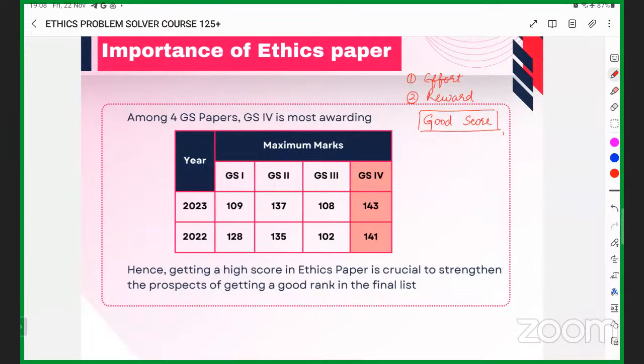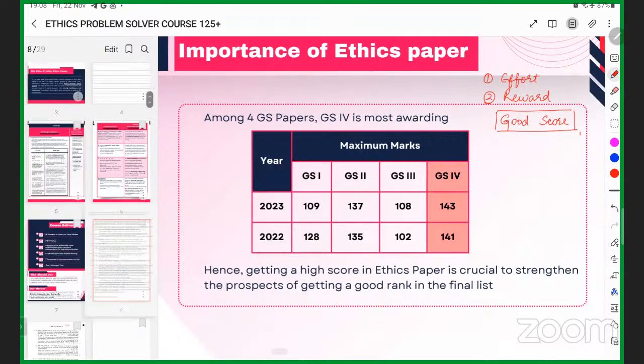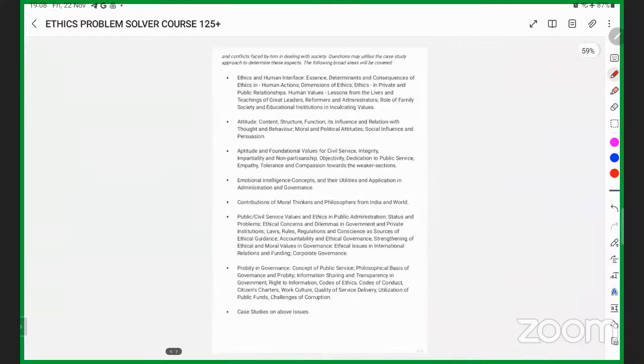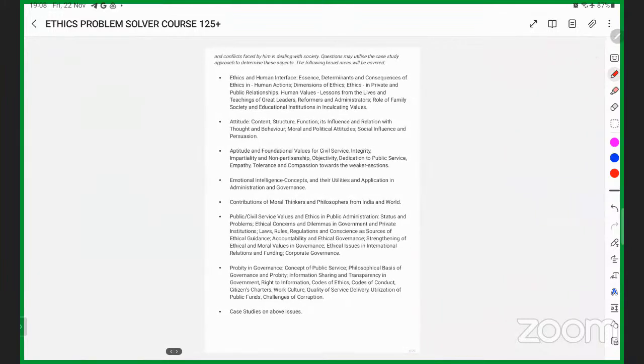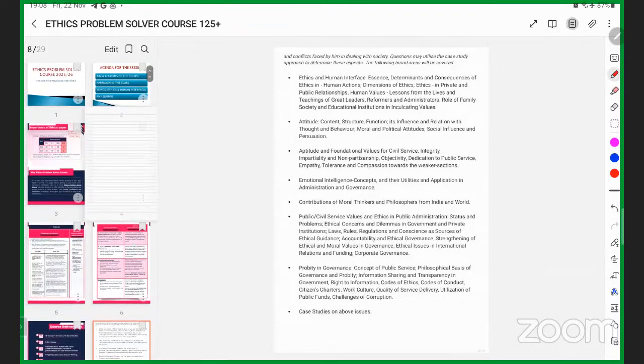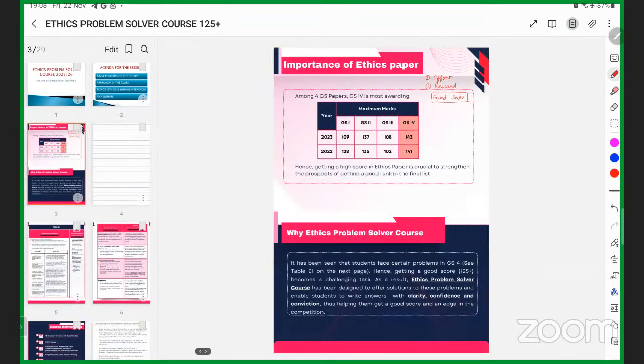Similarly, for GS3, you have to do a lot of things: economy, agriculture, science and tech, environment, disaster management, and internal security. But in case of ethics, what you have to do is 7 topics plus case studies. This is your syllabus, which is given by UPSC. 7 topics plus the case studies portion. So the effort that this paper requires is relatively lesser. That's the point that I want to make.